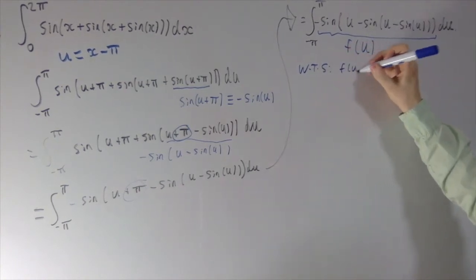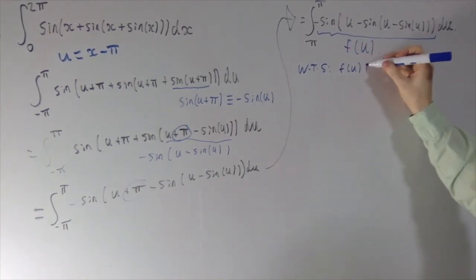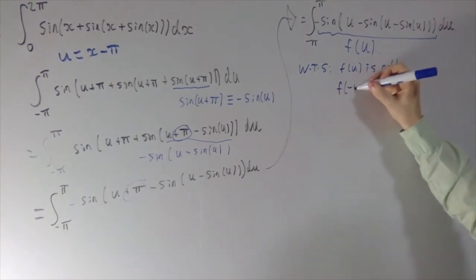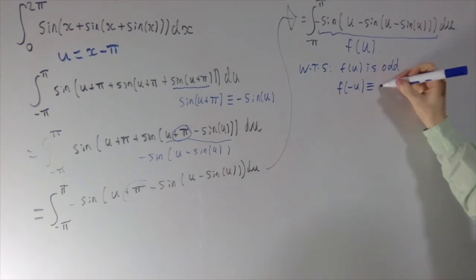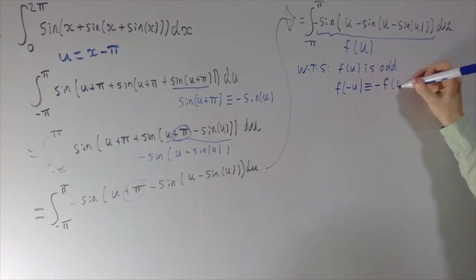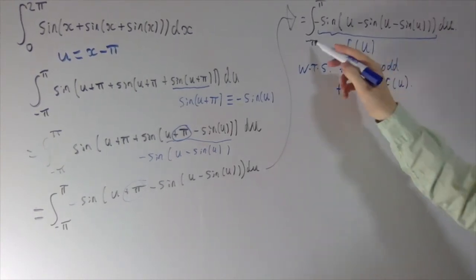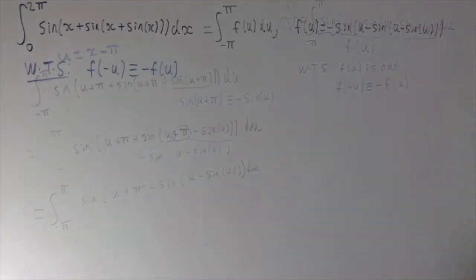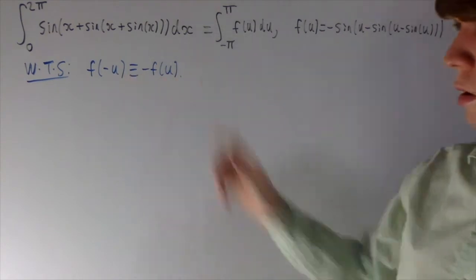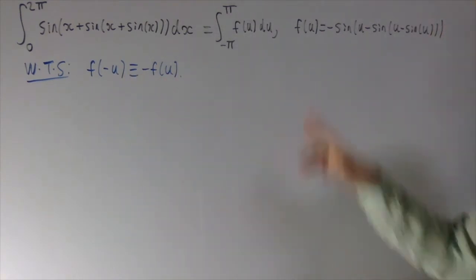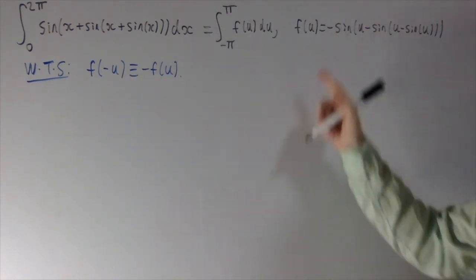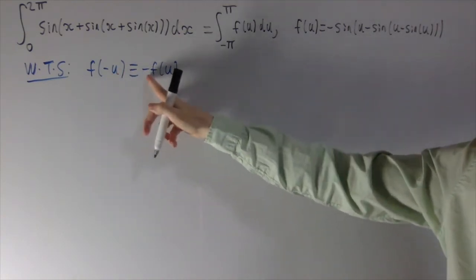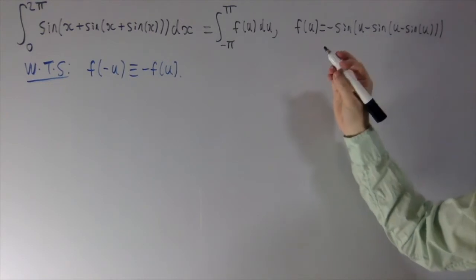f of u is odd. And what that means is f of minus u is always equal to minus f of u, or at least in our range between minus pi and pi. Okay, so how are we going to show that this function f of u is odd? All we need to do is plug in minus u instead of u here, and hopefully we can show that this is equal to minus f of u.